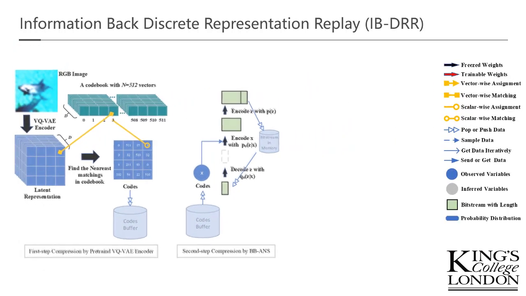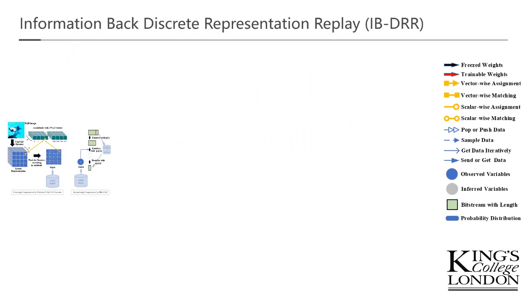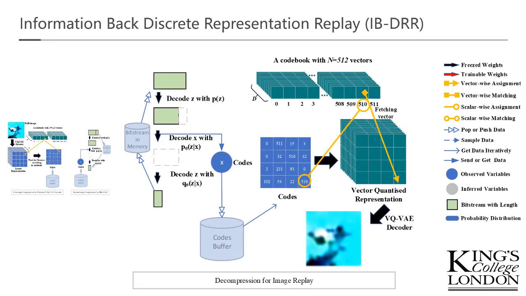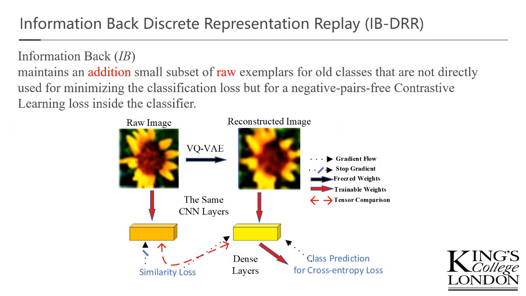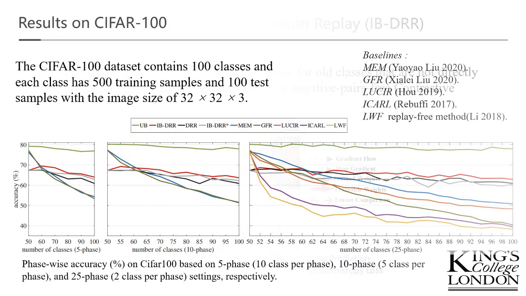To learn new classes by a classifier, IB-DRR combines latent representations of new training samples with those of old samples from the codes buffer and reconstructs them back to the RGB image domain at runtime. To get back the lost information caused by the lossy compression, we propose the information-backed mechanism, IB, that utilizes a contrastive learning loss by maximizing the cosine similarity of the latent representations produced by a classifier given raw images and their reconstructed views. We compare our methods with the state-of-the-art replay-based methods.